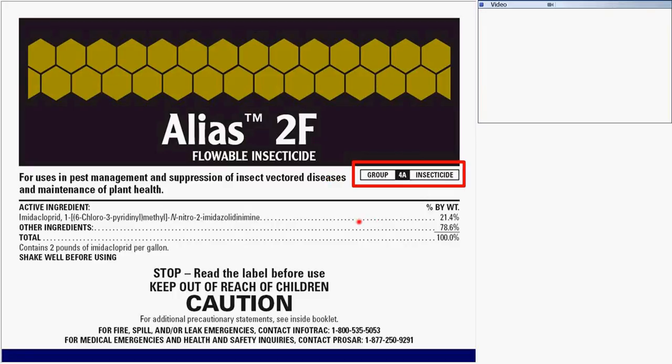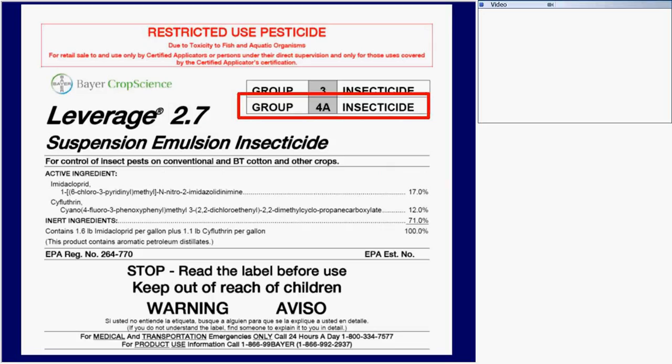Active ingredient, by the way, could be different. Instead of imidacloprid, it could be thiamethoxam or clothianidin or something like that. But the group would be the same, which means while the chemical is different, it's structurally similar and it has the same mode of action. It kills in the same way. So they should not be rotated with each other.